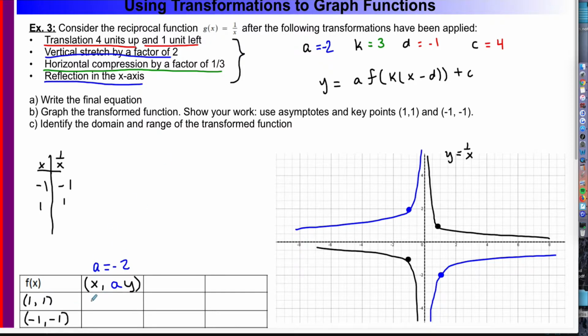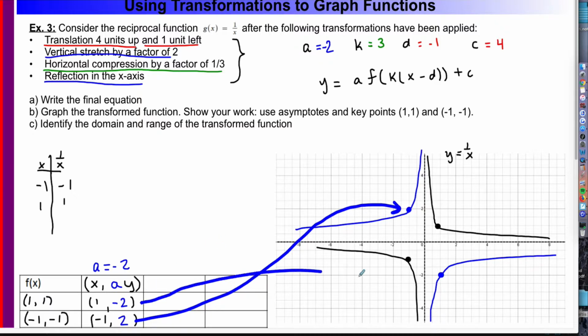So what that ends up looking like is we have the x coordinates remain the same, but we took the y coordinates and we multiplied them all by -2. So instead of 1, this became -2, and instead of -1, this became +2, and you can see that on the graph. So over here, the point that used to be at -1 is at -1, 2. Point that used to be at 1, 1, we moved down to 1, -2. So there we go. That's the first transformation.